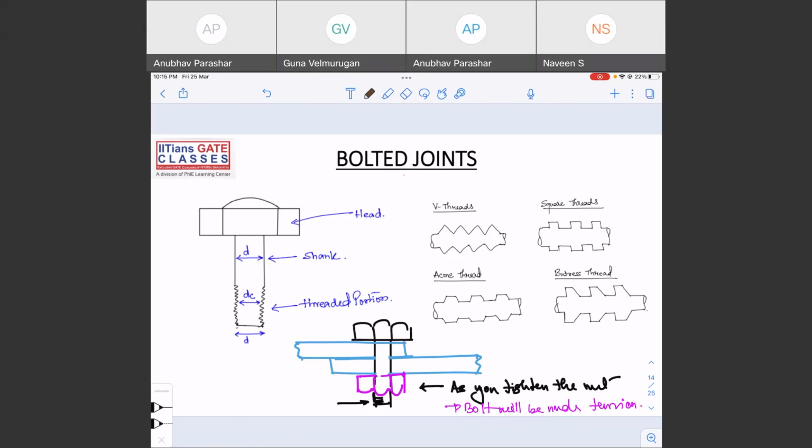Sometimes I also use pre-tension, pre-induced tensile stress in the bolts. Why can't I use pre-induced tensile stress in the bolts? Can you tell me? Sometimes I can also use pre-induced tension. Generally, this is done in riveting. It happens in riveting, where the rivets will have pre-induced tension.